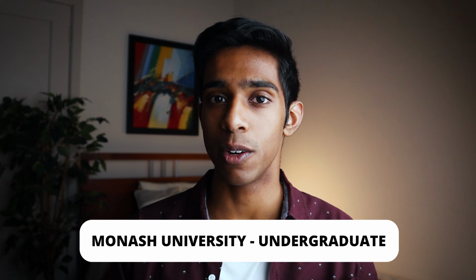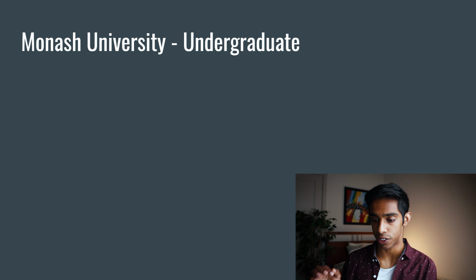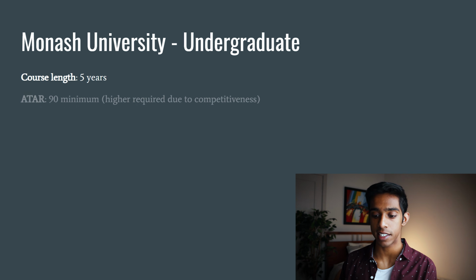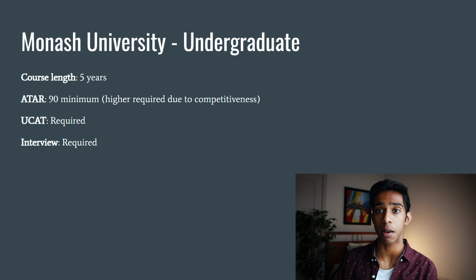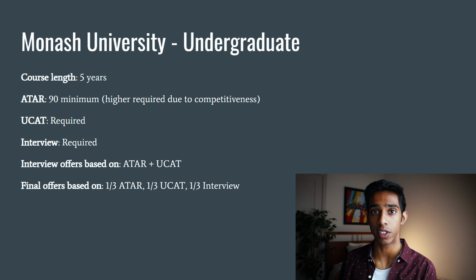So starting off with the first state, which is my home state, Victoria, we have Monash University, which offers its undergraduate medicine program. So some quick information about this course is that it's 5 years in length. The minimum ATAR required is 90. You do need a UCAT and you do have to do an MMI in the application process. Your interview offers are based on your ATAR and your UCAT, and your final offers will be based on a third each of your ATAR, UCAT, and MMI.